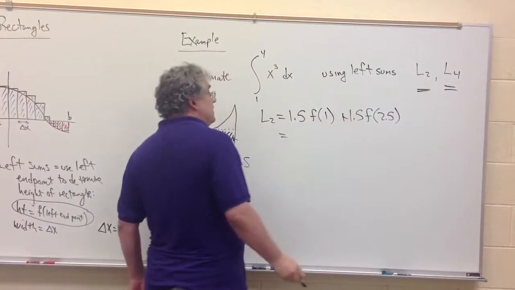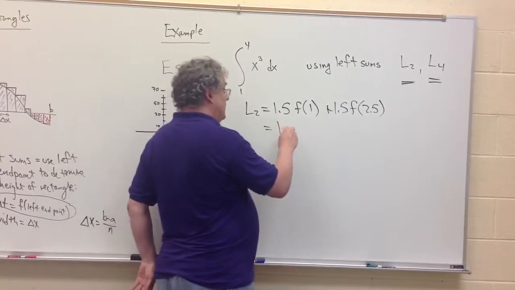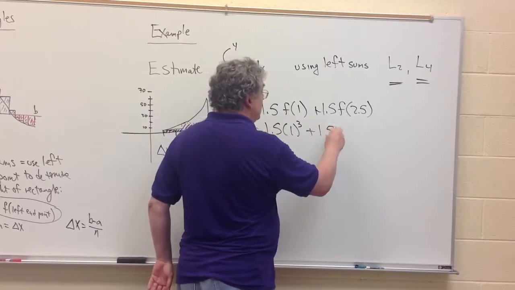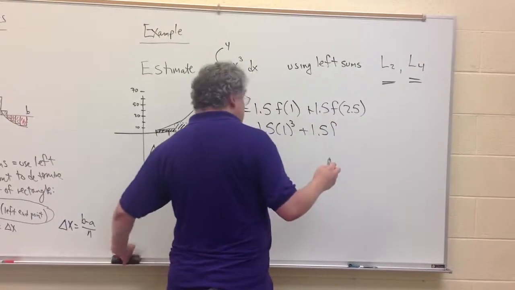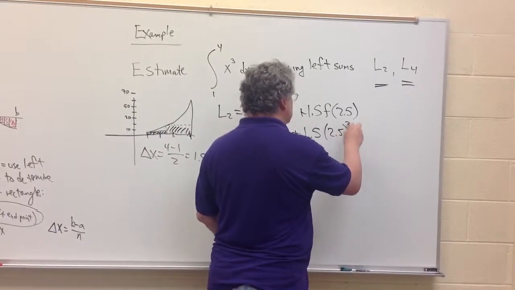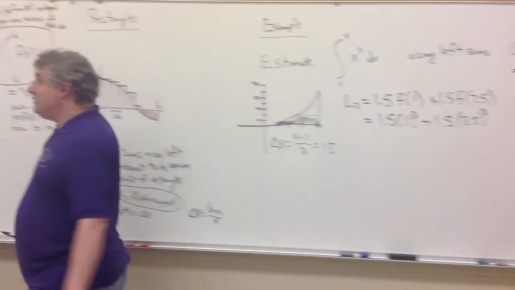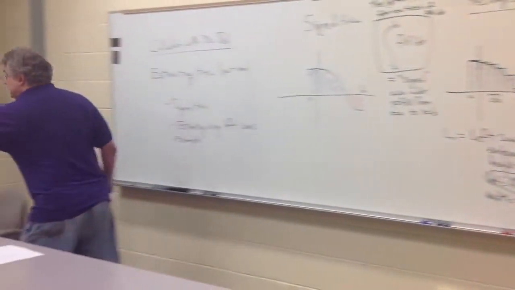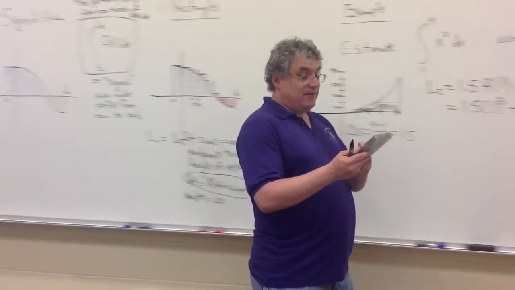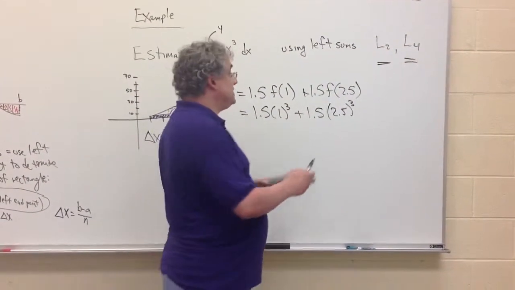So now what is the function? The function's right here. So this is 1.5 times 1 cubed plus 1.5 times 2.5 cubed. Now, maybe you could do that in your head. I'm going to get a calculator because I prefer just taking 2.5 cubed, which is 15.625.